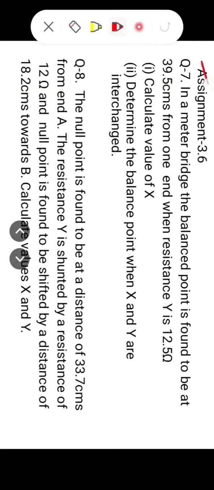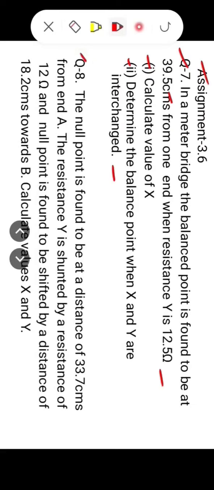Assignment 3.6 continued. Question number 7. In a meter bridge, the balance point is found to be at 39.5 cm from one end when resistance Y is 12.5 ohm. Number 1. Calculate value of X. Number 2. Determine the balance point when X and Y are interchanged. Question number 8.